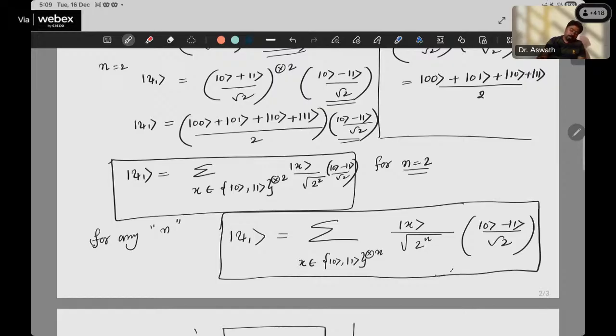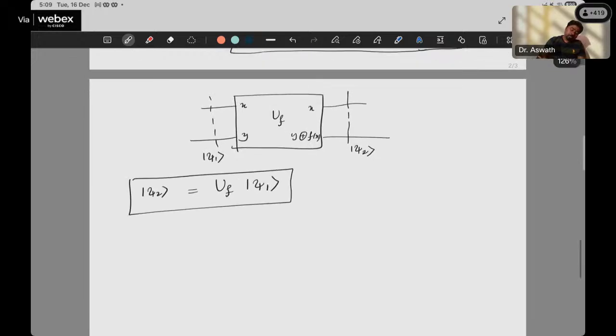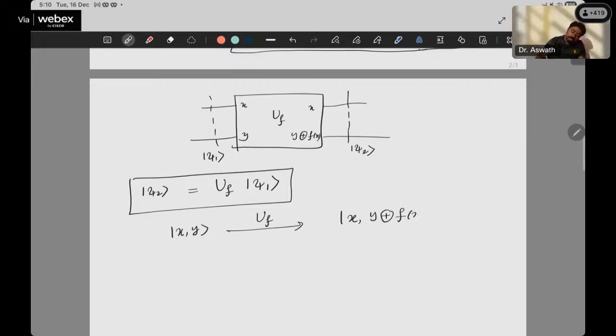Okay, right? So, very good. The psi 1 we know, and now I have to find the psi 2. Psi 2 is a unitary action on psi 1. By the way, yesterday we saw that if a unitary function acts on x comma y, x remains the same, but y gets changed by addition modulo 2 with f of x. Okay, that we found, right?